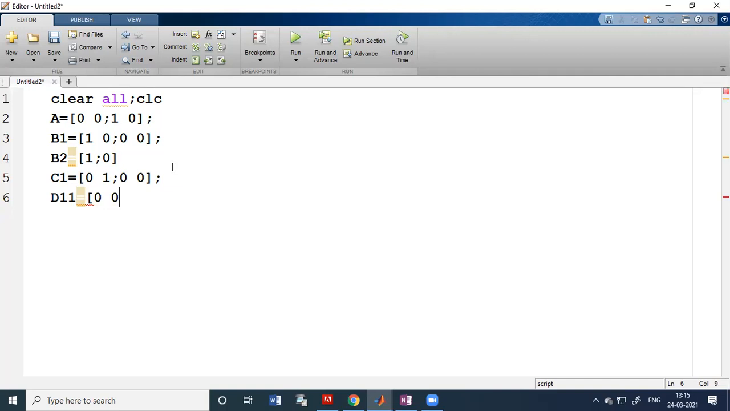Should be next row, right? Then on the next row, 0, 0. Please tell me whenever there's the next row, okay? Because without noticing, D11, D12. What's D12? 0 0 semicolon semicolon 1. 0, 1.